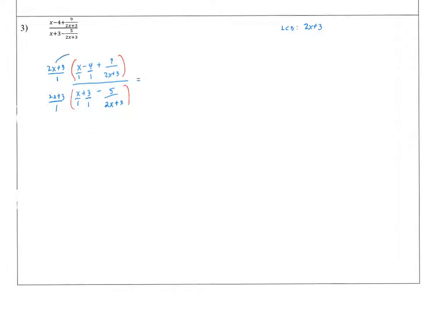Next, it's time to distribute. In the numerator, we get x times 2x plus 3 minus 4 times 2x plus 3 plus 9. In the denominator, we get x times 2x plus 3 plus 3 times 2x plus 3 minus 5.